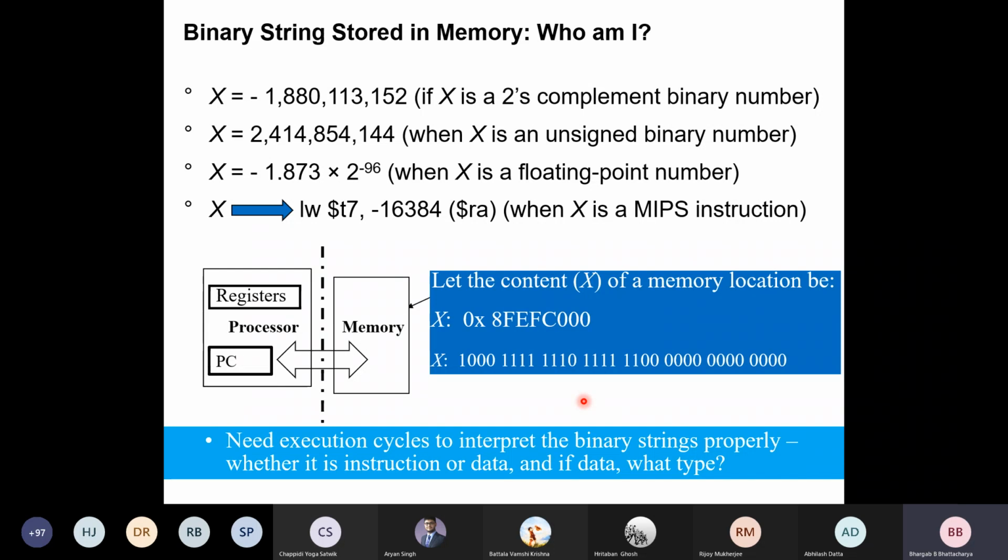The processor decodes what kind of instruction it is. If it is an add, multiply, or arithmetic operation, or logical, or shift, whatever, depending on that, the next action would be determined, and the identity crisis would be resolved based on the interpretation of the first instruction and so on. And this will continue. In other words, we need execution cycles to interpret binary strings properly, whether it is instruction or data. And if it is data, then what type of data?